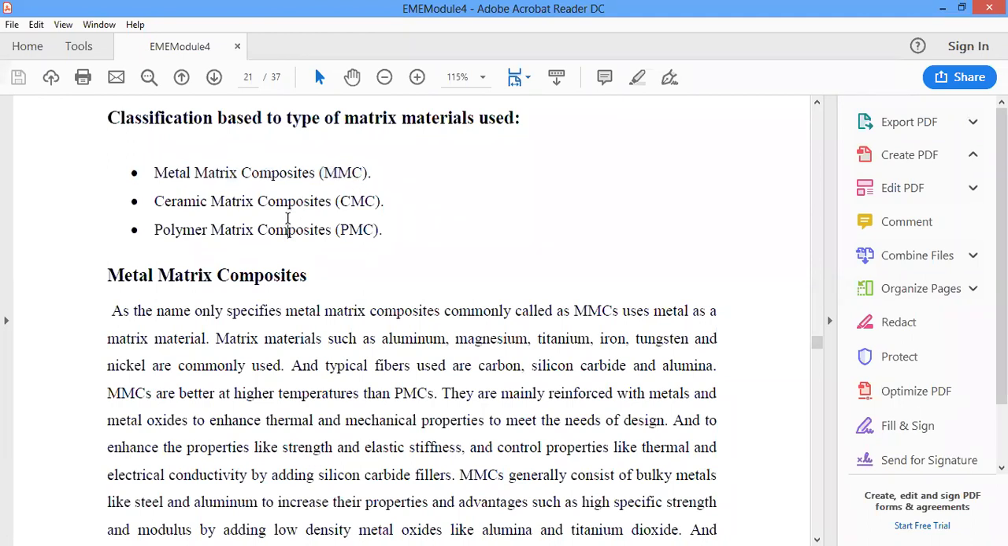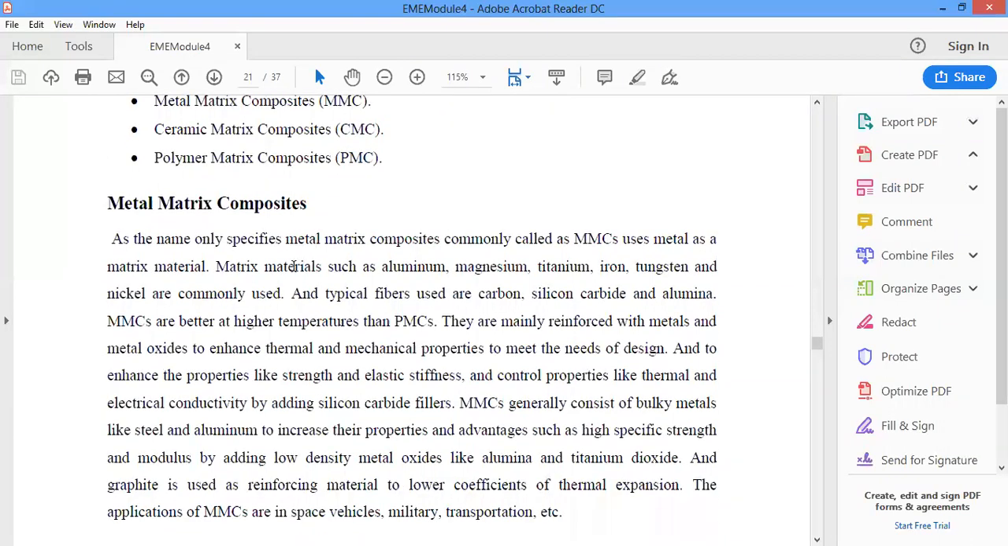If it is made up of ceramics, then it's called ceramic matrix composites, shortly called CMC. And if the matrix is made up of polymers, like epoxy and so on, they are called polymer matrix composites, shortly called PMC.